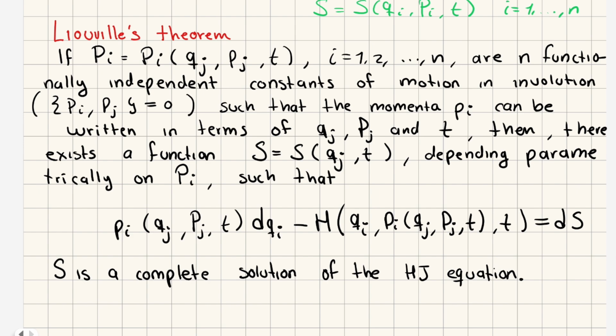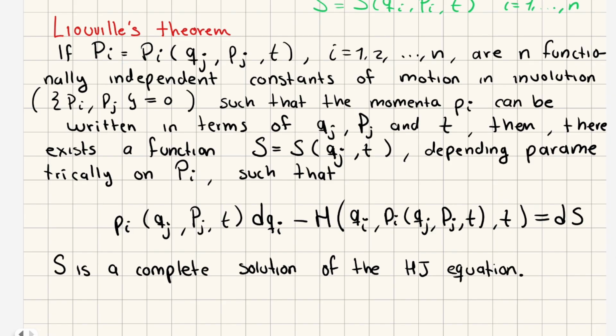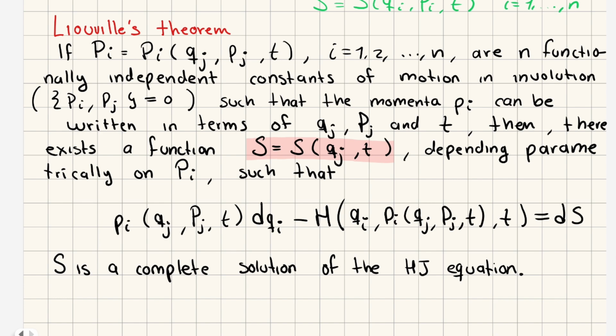So what Liouville's theorem is going to help us to do is to find a new function S that will only depend on the q's and the time. We will be able to take out the capital P's. And the key is going to be that these P's are going to be considered as constants of motion that are in involution. So that is the first element of the theorem.